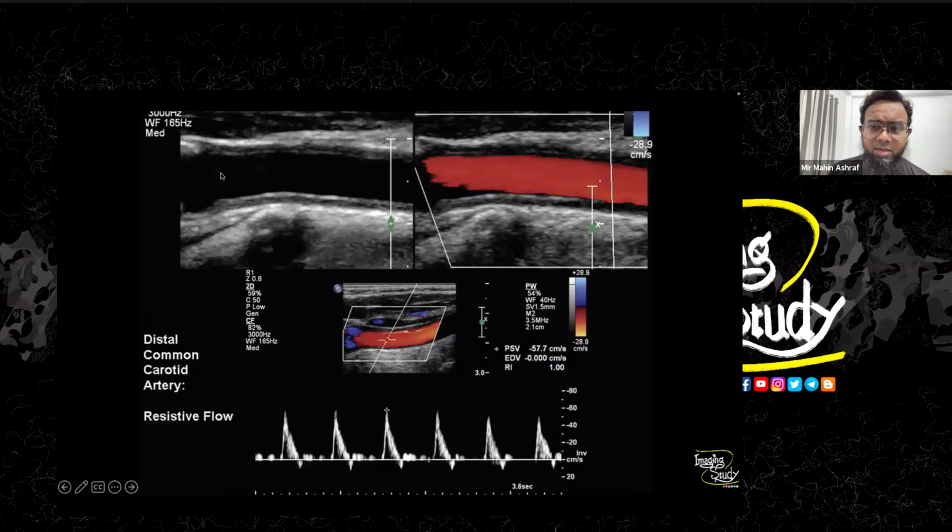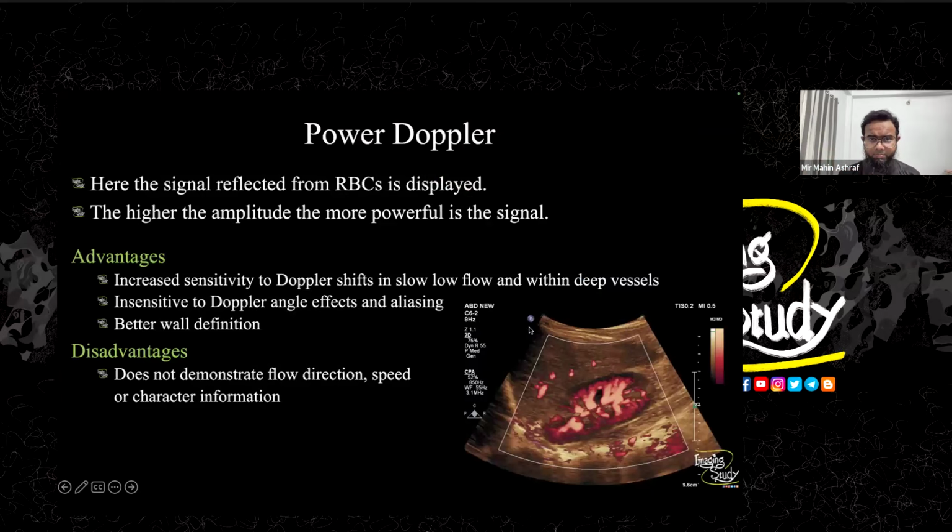This is the grayscale image or B-mode image. Then we put the color flow imaging here, red or blue color, but we can't see any velocity or detect the actual quantitative assessment. We are doing some qualitative assessment here. For quantitative assessment, we put the spectrum here. From this spectrum, we will assess the measurements. So three things are happening. This is the triplex Doppler.